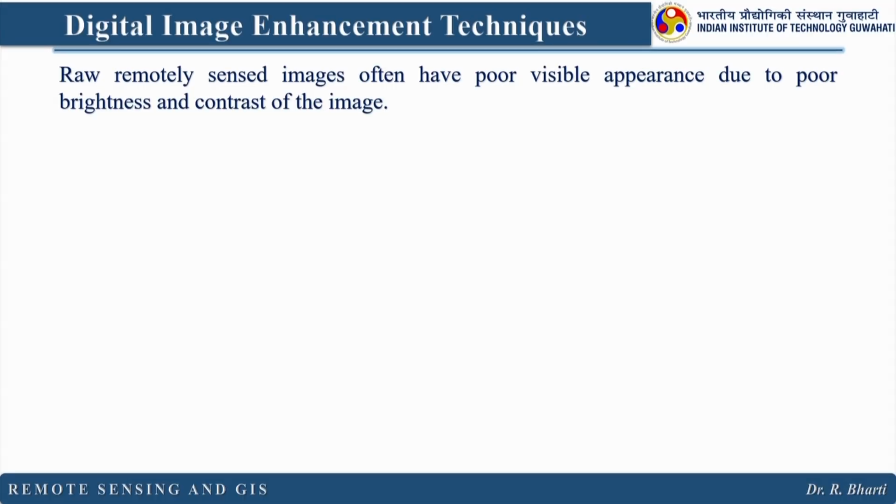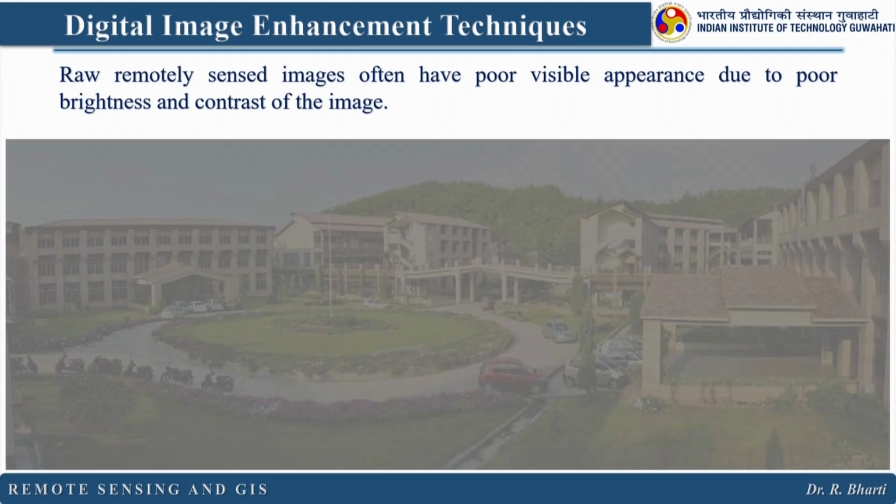So why do we do this digital image enhancement or digital image processing? So basically the idea is the raw remotely sensed images often have poor visible appearance due to poor brightness and contrast of the image. Why? Because of the different atmospheric component, maybe instrument related things, but we can remove that using this image processing technique, right?